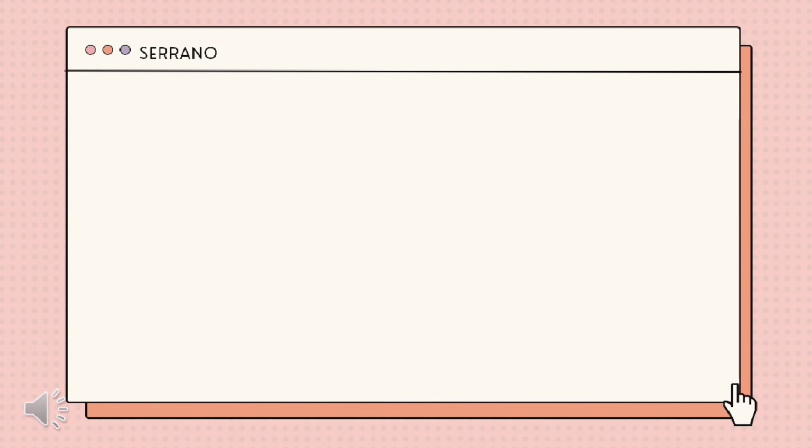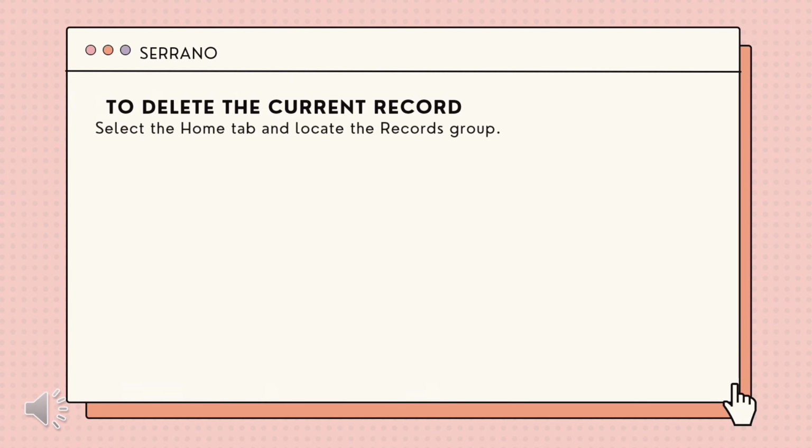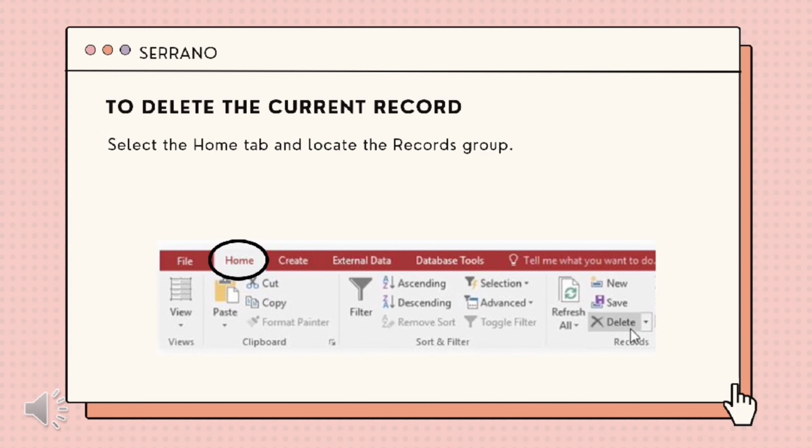Kung kanina gusto mong i-save yung record, ngayon naman gusto mo naman siyang i-delete. So, how to delete the current record? So, select the home tab and locate the records group. So, ganun lang ulit. Katulad ng ginawa mo kanina sa kung paano ka nag-save. Ganun lang din gagawin mo sa kung paano ka mag-delete.